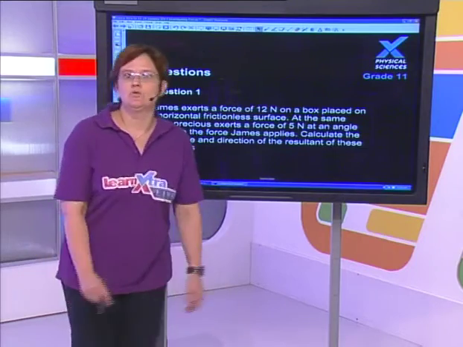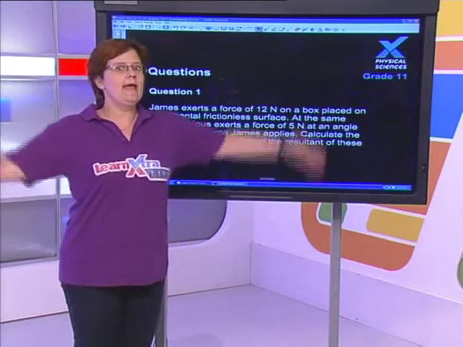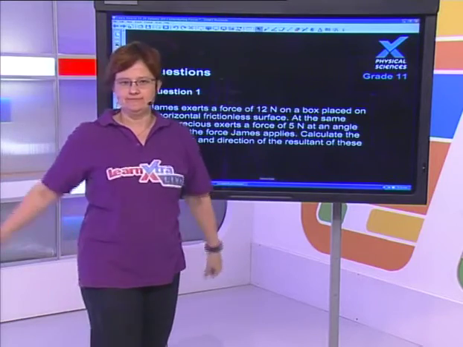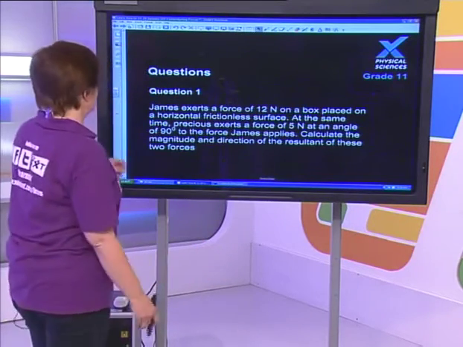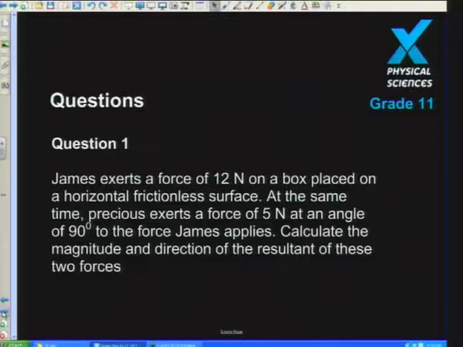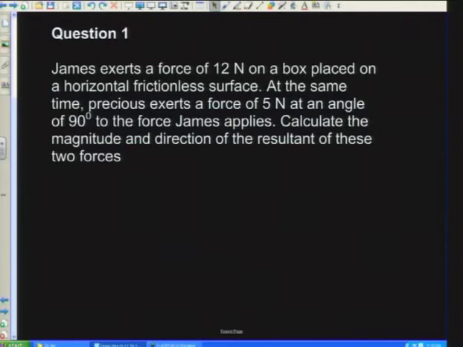Let's get on to what happens when we can use a calculator, which I have to be honest, I prefer. I don't like scale diagrams. I don't have enough patience. So, the question says to us, James exerts a force of 12 newtons on a box placed on a horizontal frictionless surface.